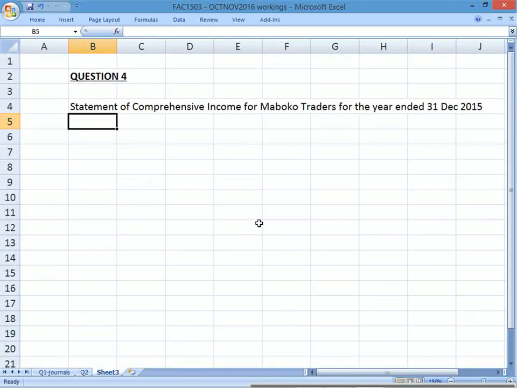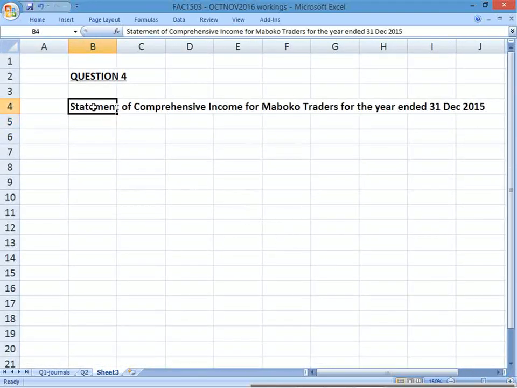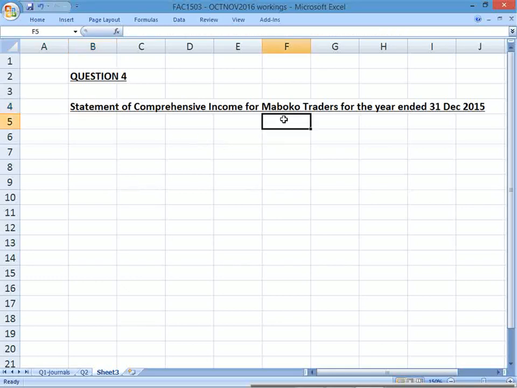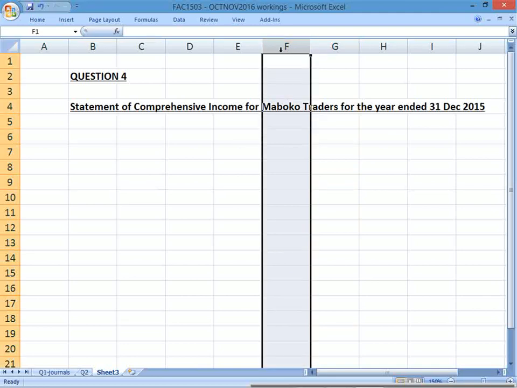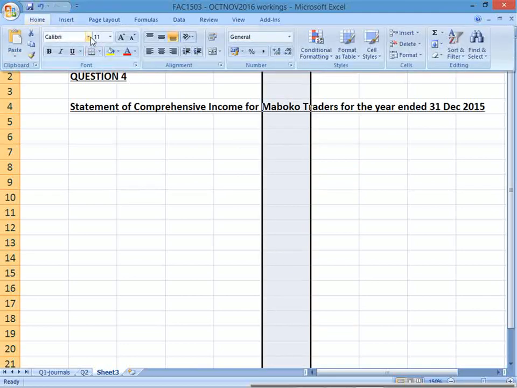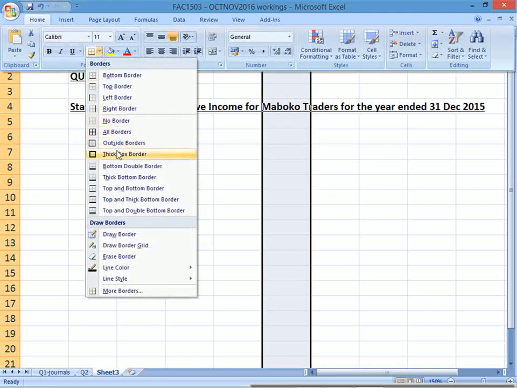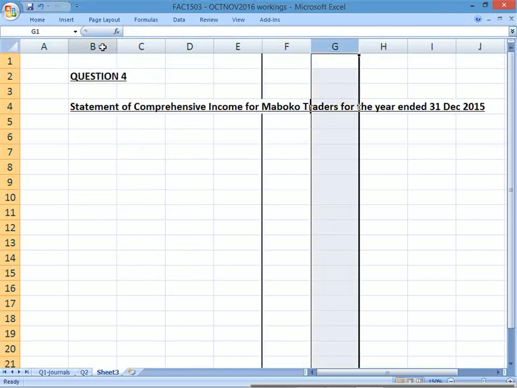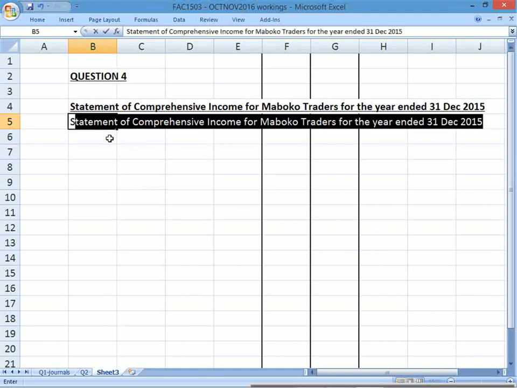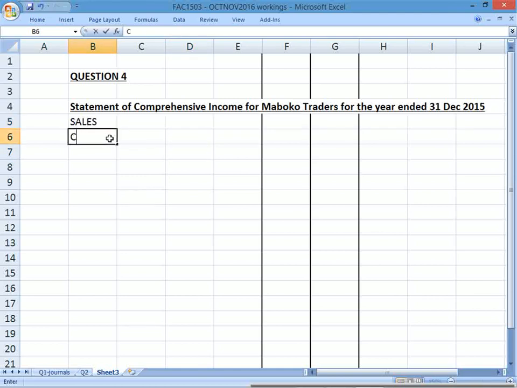Right, what does the statement look like? Well, it has a heading. There are columns for workings and there are columns for totals. Depending on what format you're using, you could use either or. It's not going to make much of a difference. You can use a single column format or you can use a double column format. I'm going to use double column. It doesn't matter. We're going to start with sales. Then you'll have cost of sales.